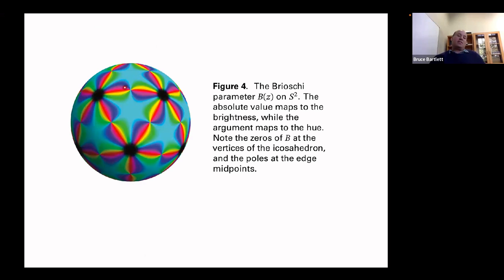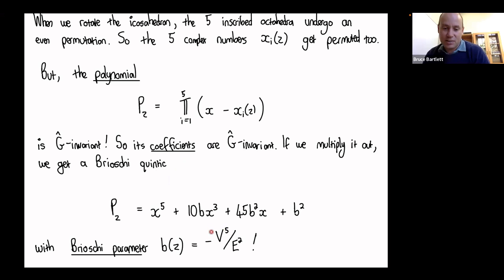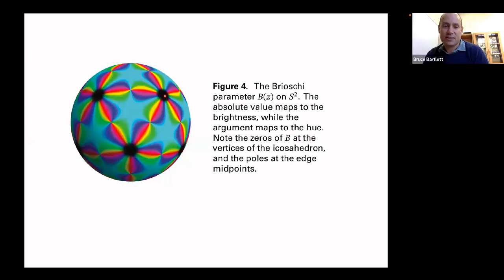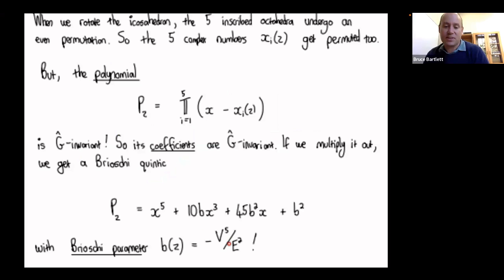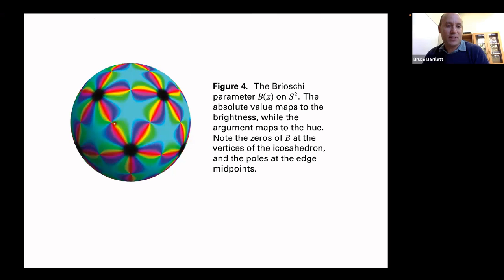So yeah, I plotted that function b, by the way, on S2. You can see the absolute value maps to the brightness, while the argument maps to the hue. Note that the zeros of b occur at the vertices of the icosahedron. Why? Because here's this function. It will be 0 at the vertices. Right? There's the 12 vertices where it's 0. And it's going to go to infinity at the edge midpoints because I'm dividing by e. So at the edge midpoints, you can see it's going to infinity. That has a pole there.